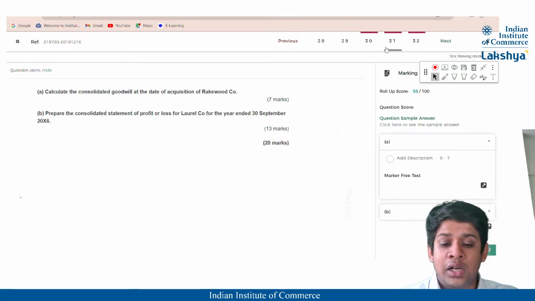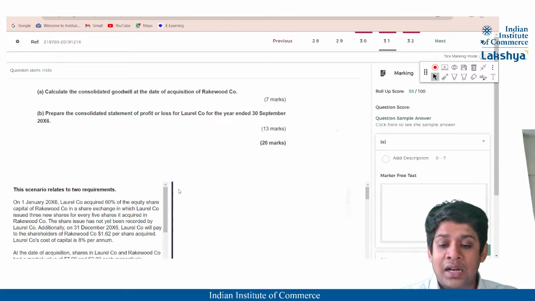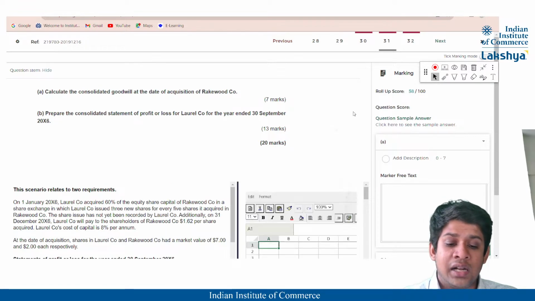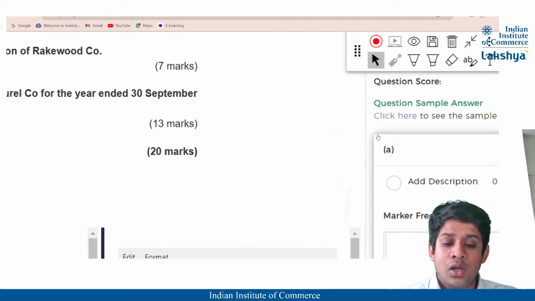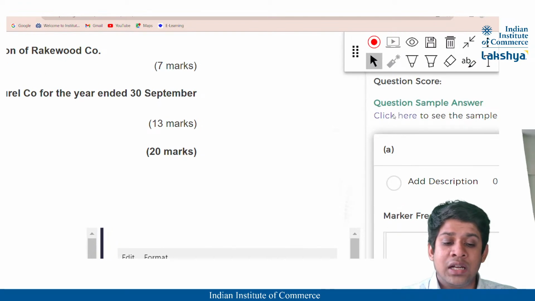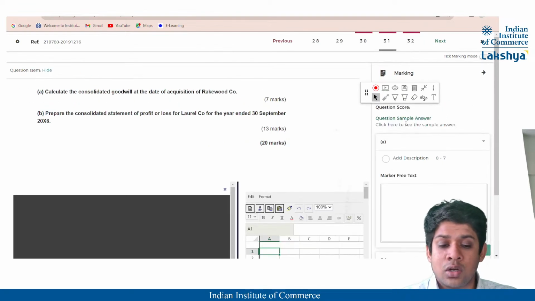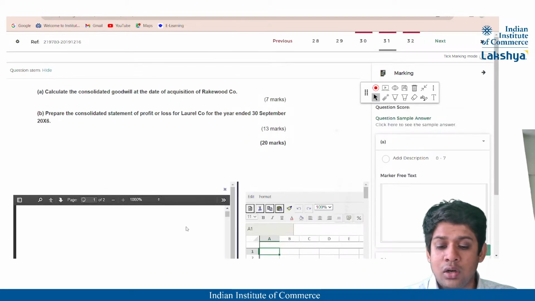For your 31 and 32, you are going to prepare the consolidated goodwill and the P&L; they've asked for this. This is the scenario. You can go through the scenario. And on the right hand side, guys, you have an option to click here. Once you click there, you have an option to look through the solution also. They will give you the solution on the left hand side. I'll just hide this question stem.